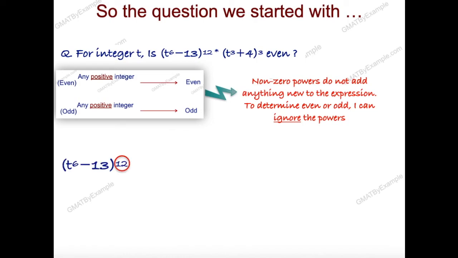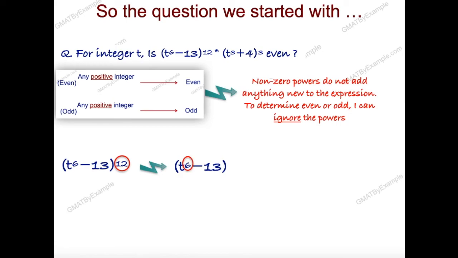So in t to the power of 6 minus 13 raised to the power of 12, I can ignore 12 because 12 is not going to add or change what t to the power of 6 minus 13 is. If it is even, it will remain even. If it is odd, it will remain odd. So let's forget about 12. That gives us t to the power of 6 minus 13.